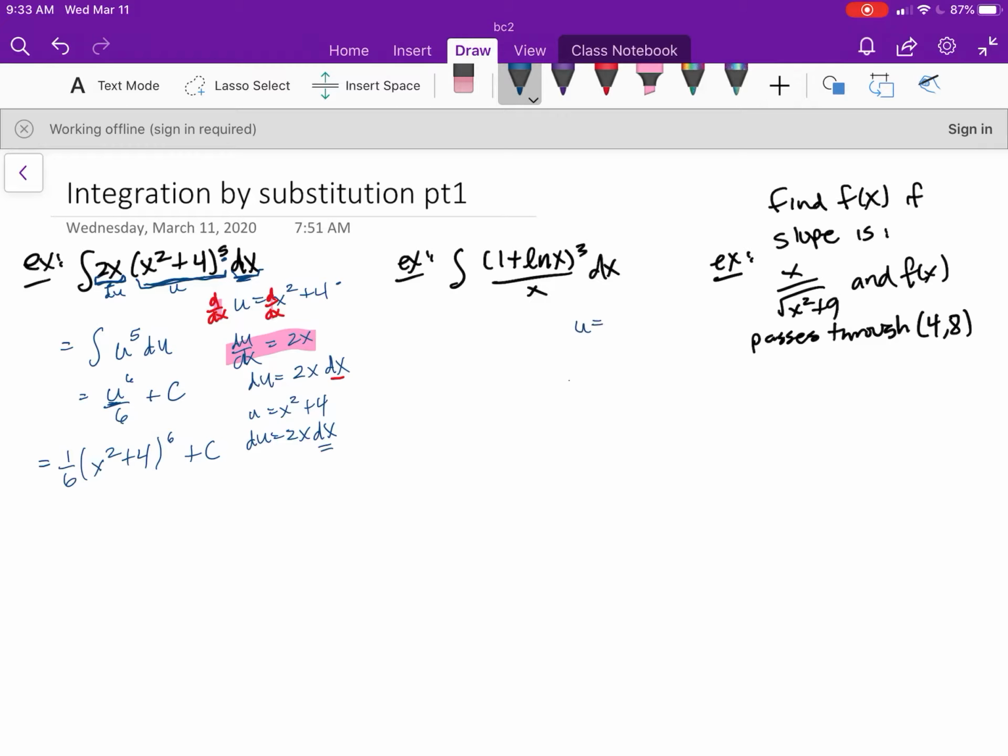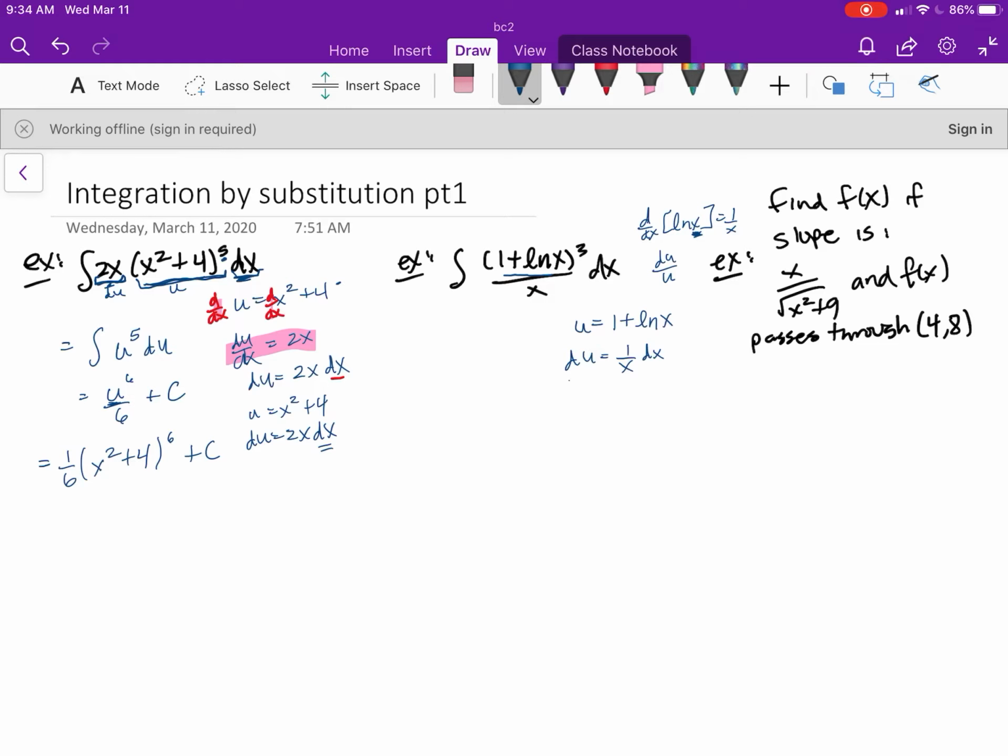I'll let u be the inside of the parenthesis, 1 plus ln x. Its derivative: the derivative of 1 is 0, and the derivative of ln x is 1 over x. Remember that d over dx of ln x is 1 over x. But if we have anything other than x, then we say du over u for simplicity, the derivative of whatever the x is, over itself. So one other thing, sometimes I'll forget that as well, we have the dx. Don't forget the dx.